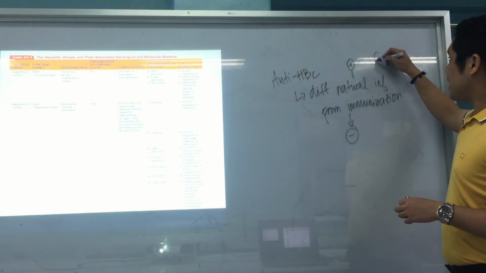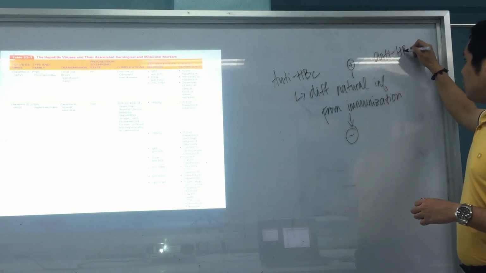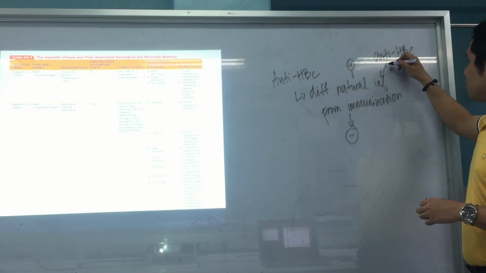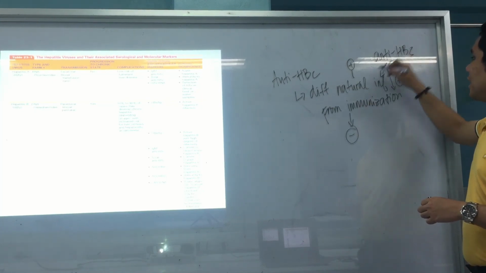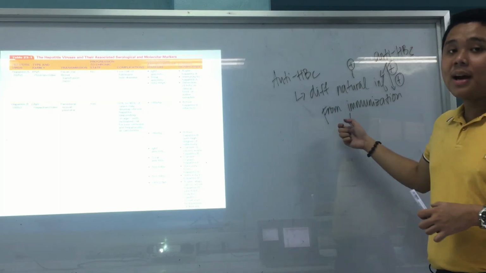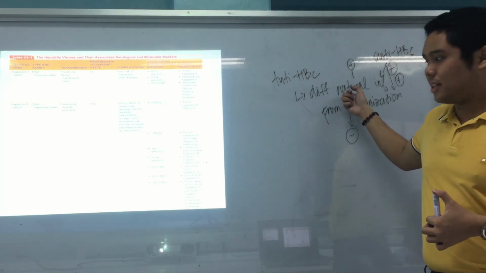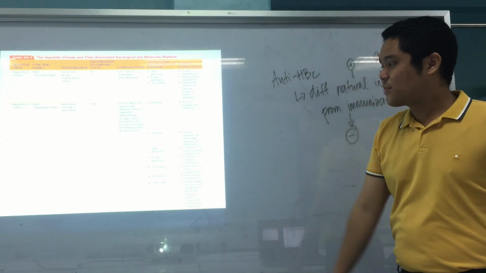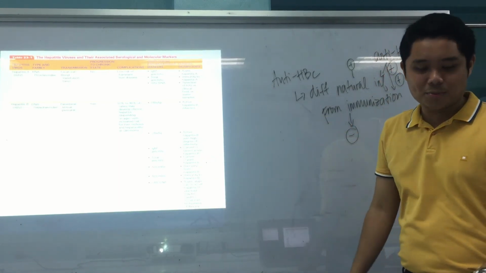Okay? Ang anti-HBS man good, positive sa both. So, dili ka maka-differentiate. Diba? So, ang anti-HBC ang maka-differentiate. Negative siya sa imong immunization, positive sa natural infection. Okay? Please take note. Ayan. Okay, so these are the different markers for hepatitis B.